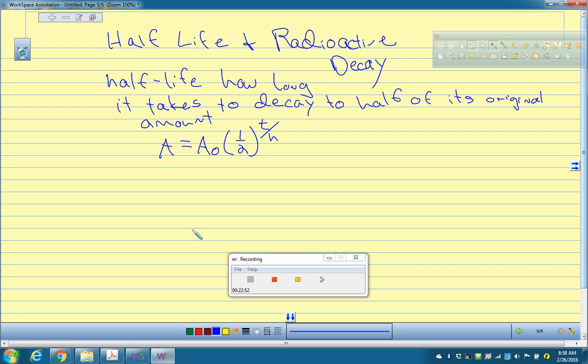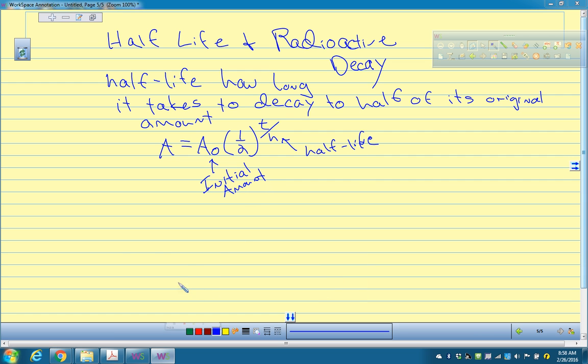This is the formula that you want to use for half-life. I don't know if they have this specifically in the book. Half-life is how long it takes something to decay down to being half as much. What does A sub zero usually mean? That's an H right now, and this is how much you start with, the initial amount. And so let's do a problem.